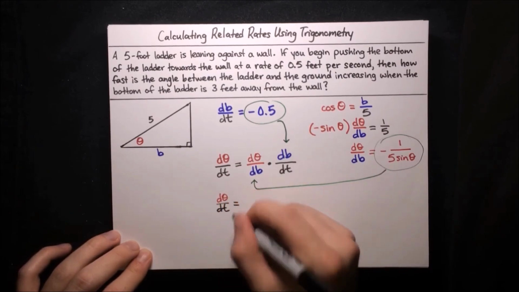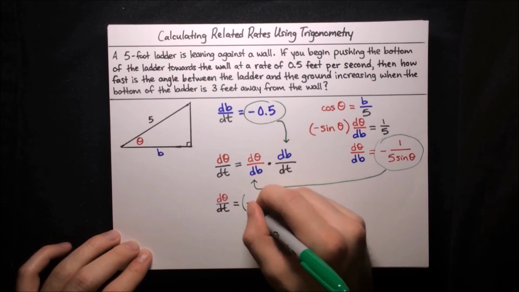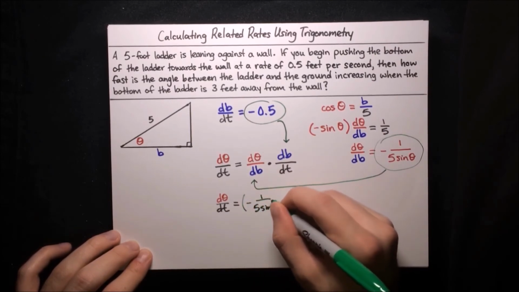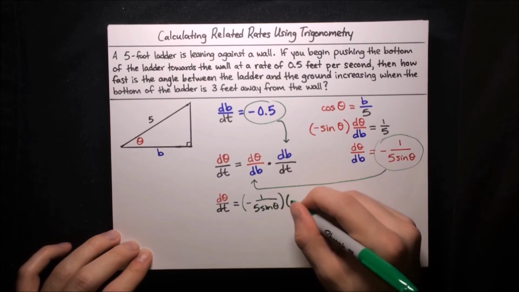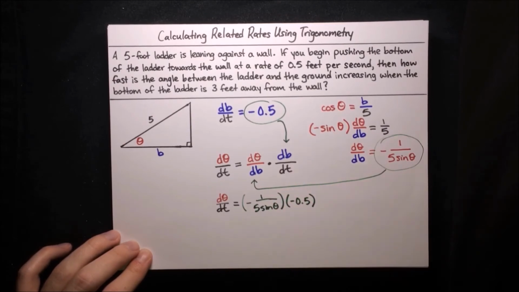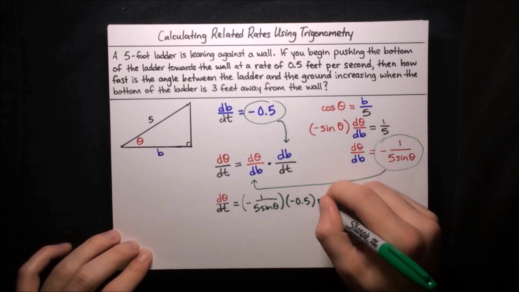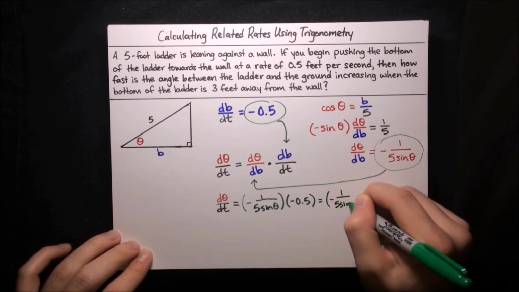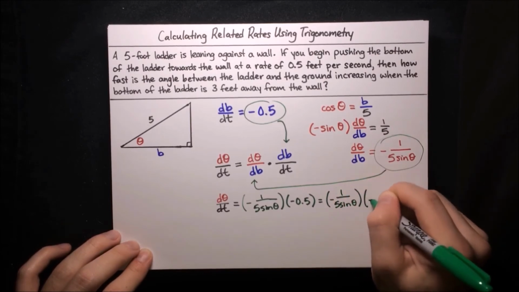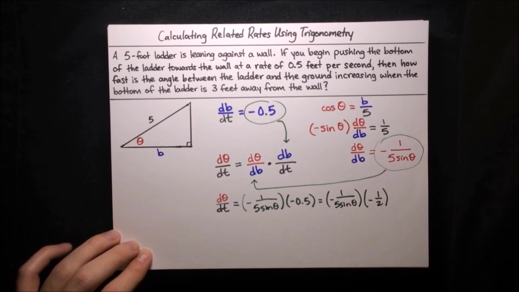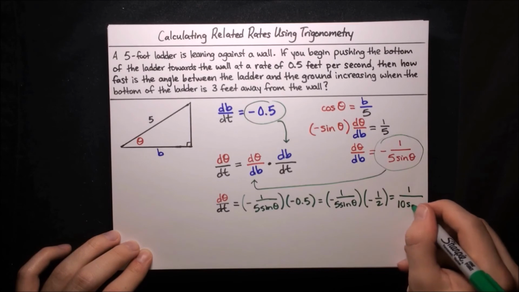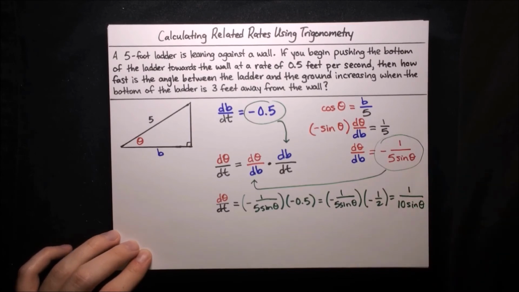And we have that d theta/dt is equal to negative 1/5 sine theta times negative 0.5. And why don't we interpret that negative 0.5 as a fraction to make our life a little bit easier. So this is negative 1/5 sine theta times negative 1/2, which comes out to just 1/10 sine theta. But wait, we're not done yet.